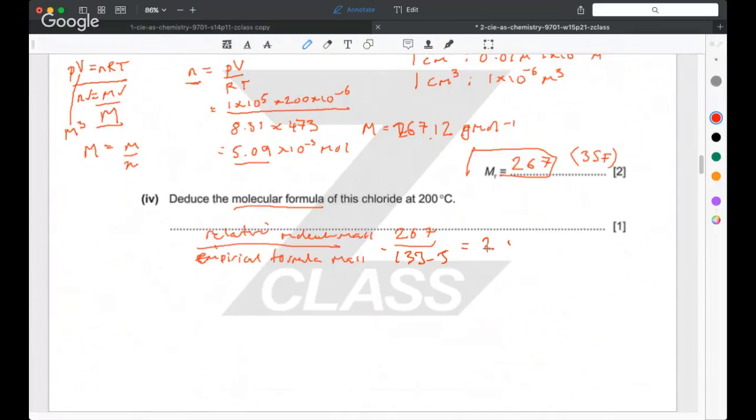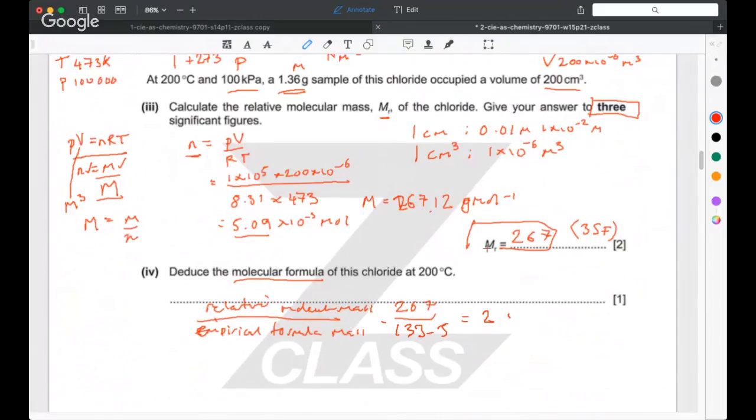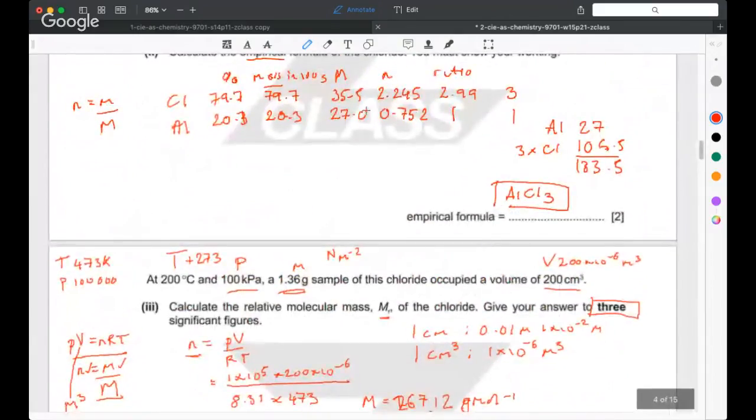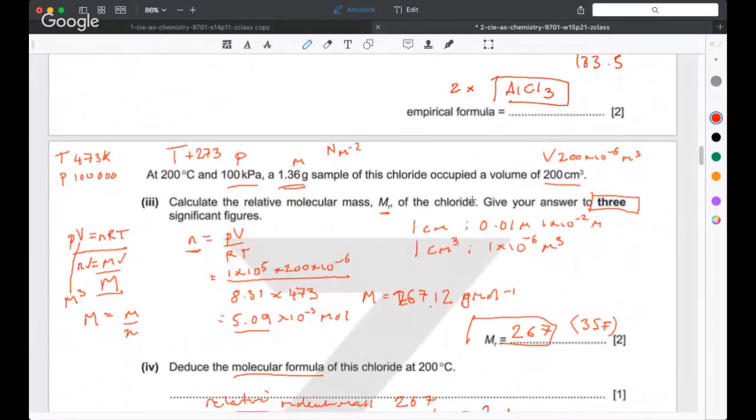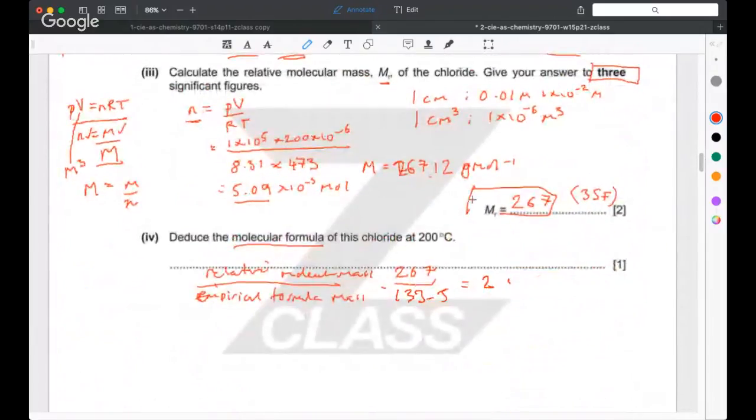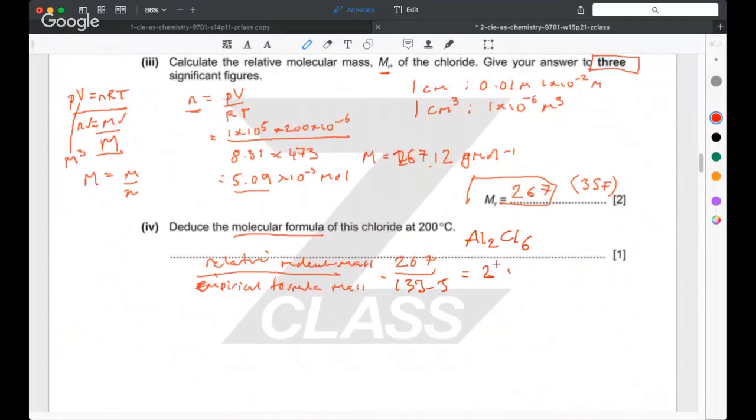Well, what does that mean? That means that actually the formula of this compound is not AlCl3, but 2 times that, okay? Because the relative molecular mass is 2 times higher than the empirical formula mass, by a factor of 2. And so we deduce that the molecular formula is not AlCl3, but 2 times that, Al2Cl6. Okay? Good.